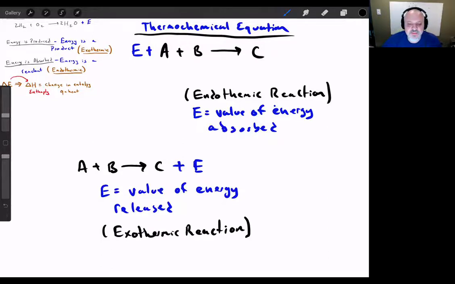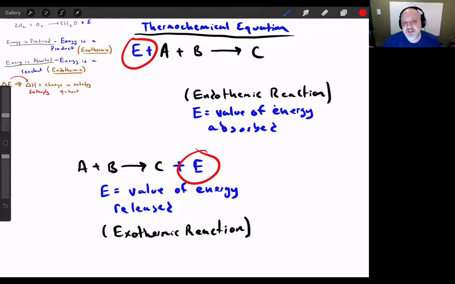We can use the energy and actually state the value of energy absorbed or the energy that's released. What's one important thing to point out about these numbers is that if it's a value of energy, they'll always be positive. We're saying that the energy is either produced or absorbed, but in both cases, the quantity of energy, the value, will be positive.